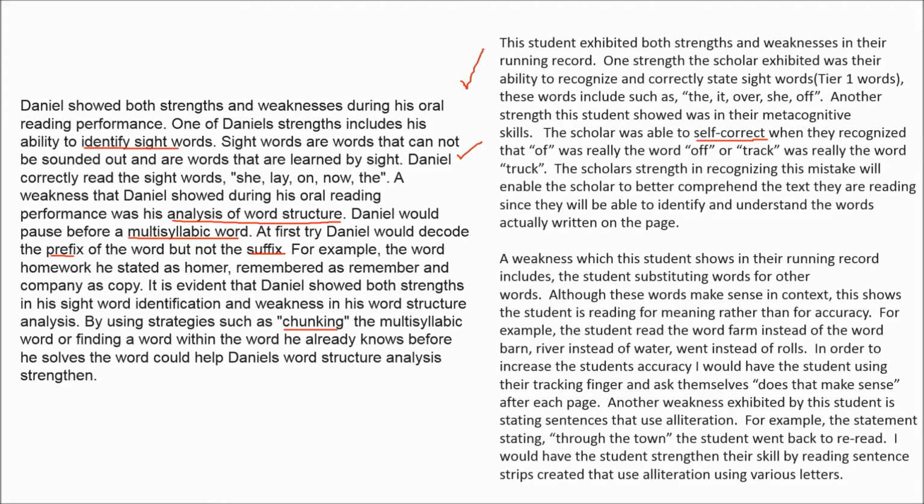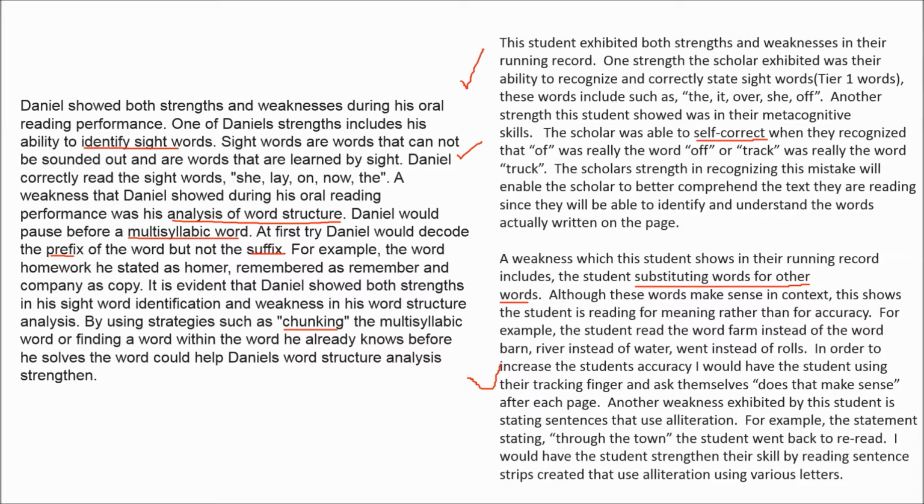A weakness which this student shows in the running record includes the student substituting words for other words. So that's another metacognition. I said anticipating words, she said substitution. That works perfectly well. Let's get the reasoning. Although these words make sense in the context, this shows the student is reading for meaning rather than accuracy. Absolutely. For example, the student reads farm instead of the word barn, river instead of water, went instead of rolls. In order to increase the student's accuracy, I would have the student use tracking fingers and ask themselves, does this make sense after each page? Absolutely. Like right there, there's the reasoning, the definition, why it's important.